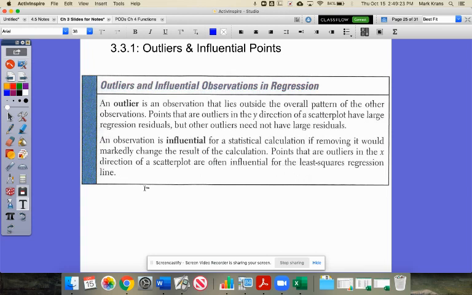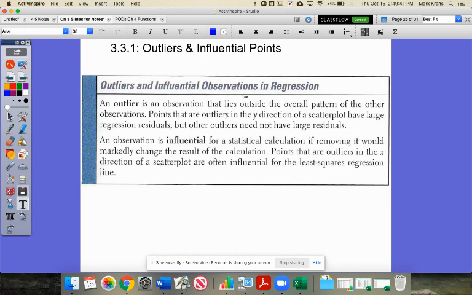All right, we're going to talk about outliers and influential points. This is a quick section, but an outlier is observations that just aren't in the cloud. They're outside of the overall pattern. So you have your cloud of points, and then you have this dot that's lying outside of it.